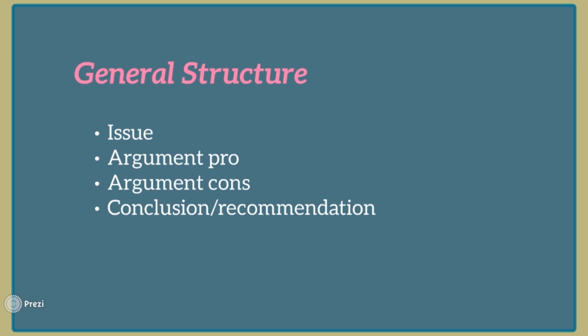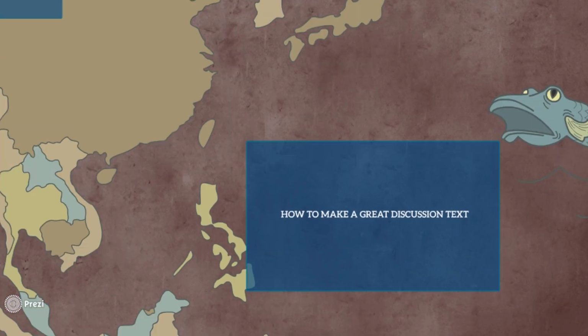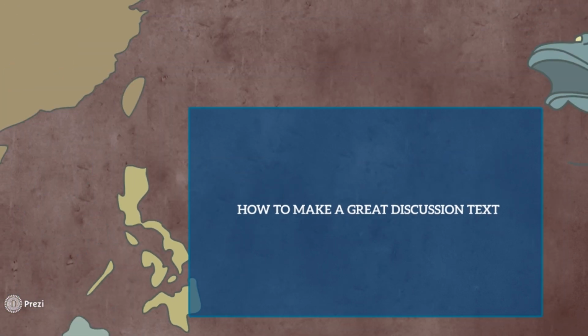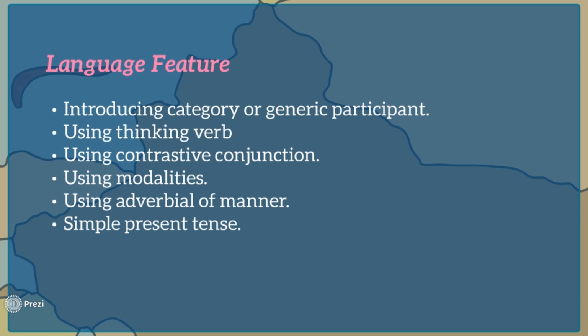Now, how to make a great discussion text? First, language features. There are 6 language features of discussion text. The first one, introducing category or generic participant. Second, using thinking verbs. For example, feel, hope, believe, and etc.